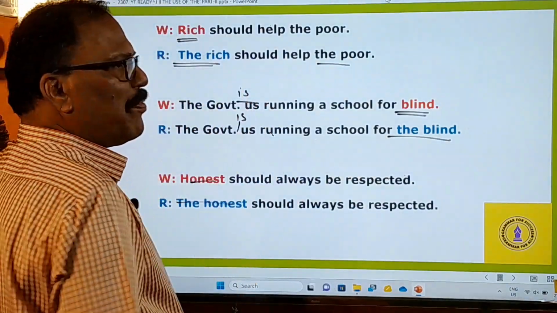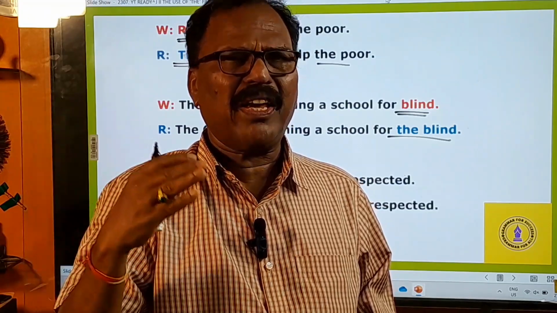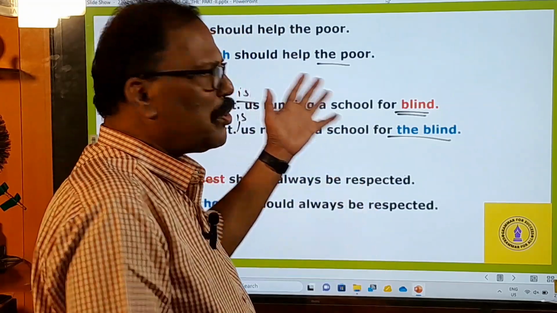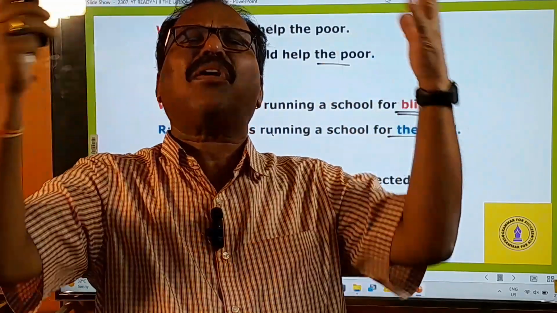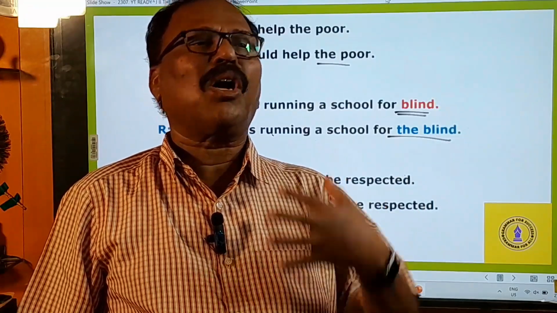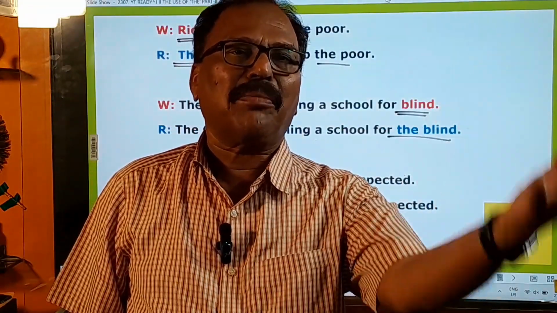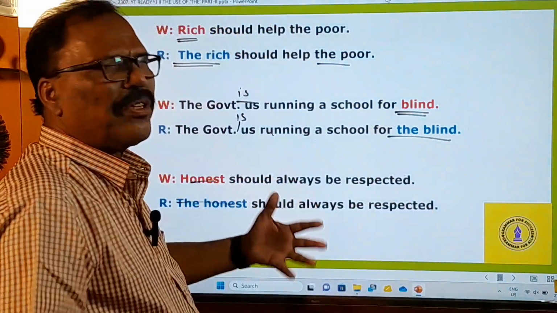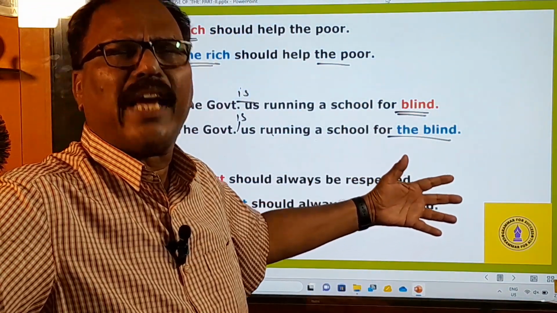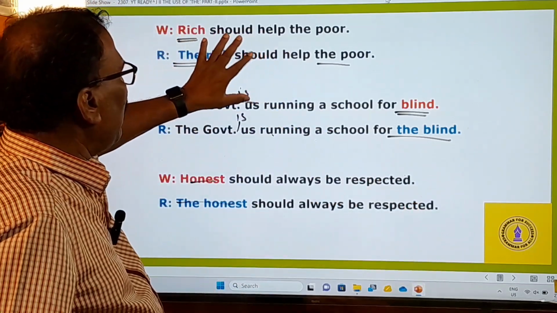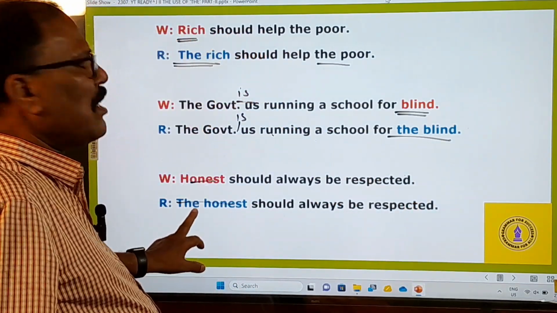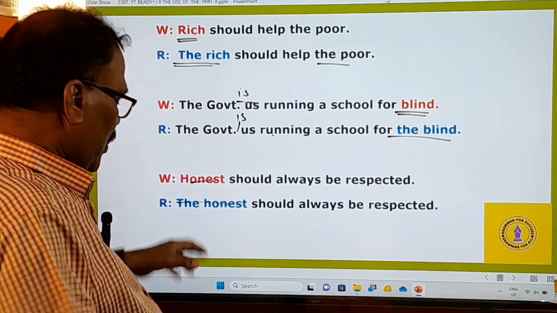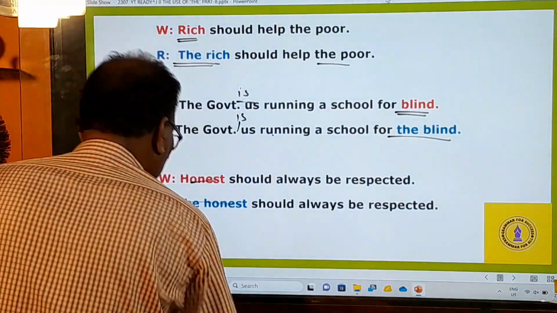In this way, applying this rule to all the adjectives, you can make as many nouns as possible. The downtrodden people, the needy people, of course. So there are so many things. You can make as many nouns as you can by applying this rule. Here the honest means the honest people. Right. So now let's go to the next rule.